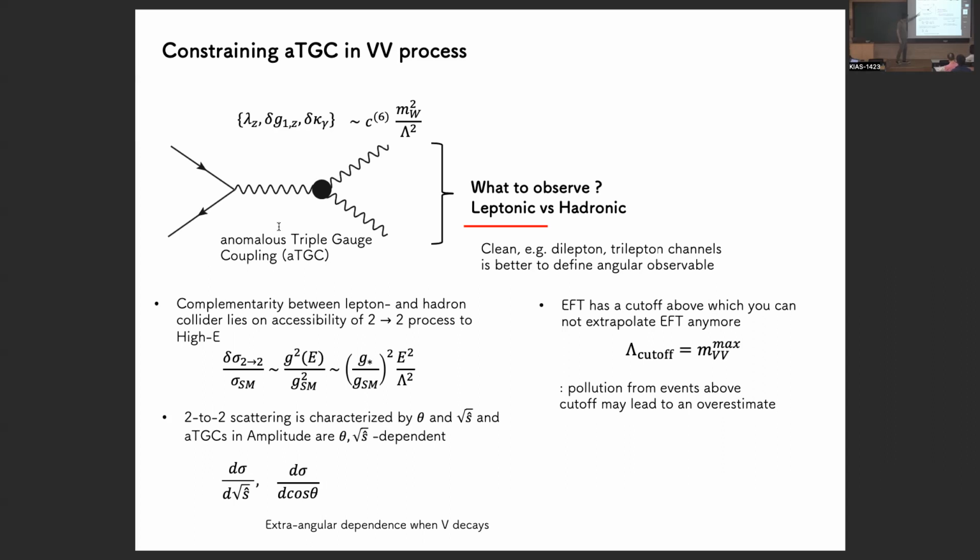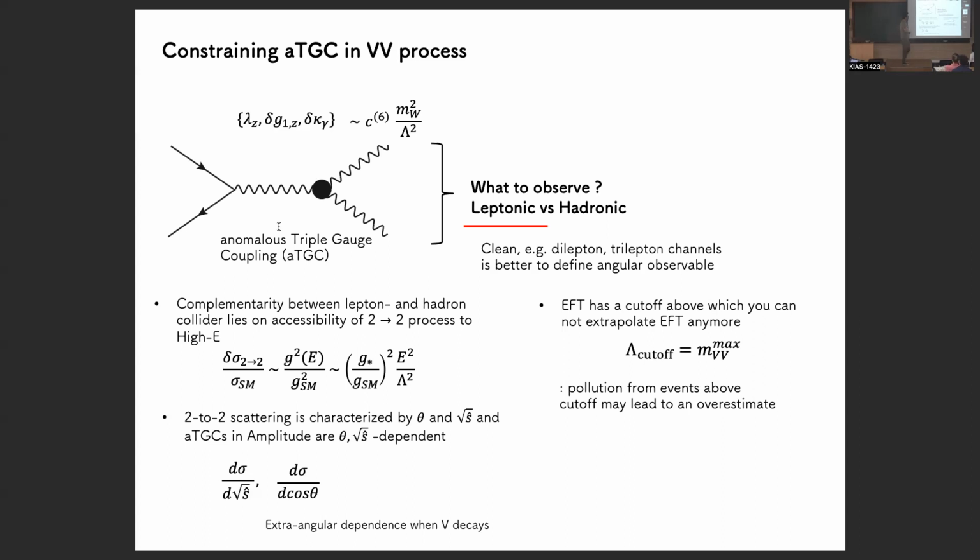And this 2-to-2 scattering, as you know, is trivially parameterized in terms of two parameters, the polar angle and the scale of the process, the scale of s-hat. And typically, this diboson is unstable, so it has to decay. And people look at the leptonic channel. If you let this gauge boson decay, then you can reconstruct extra angular variables. You can use those to enhance sensitivity to new physics, and maybe I can mention one of those works in CMS.